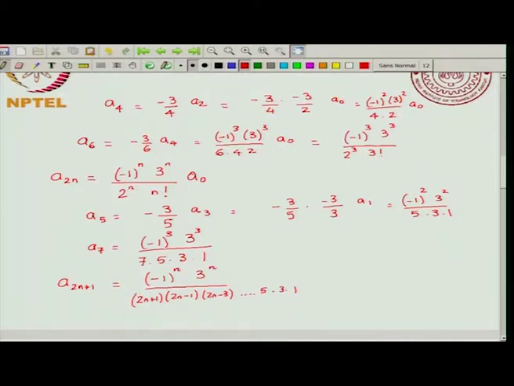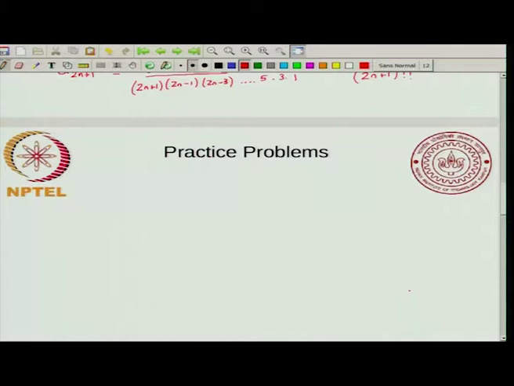Sometimes this is called a double factorial, and sometimes you use the double factorial symbol for this. So sometimes this denominator is conveniently denoted as 2n plus 1 double factorial. Okay. So that is just a notation for this. Basically now we have our general solution, and we can write our general solution in this form.